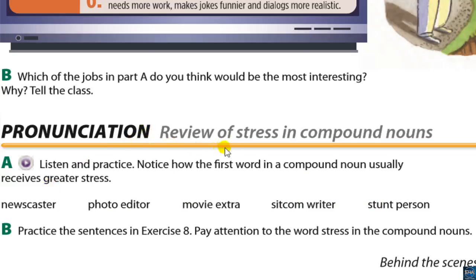Pronunciation. Phonetics. Review of stress in compound nouns. What's stress? Stress is to make the sound higher, longer, and louder. A compound noun is a noun which is made of two words, two nouns, like newscaster. We found here that the stress is on the first part, and we make the sound higher, louder, and longer on the first part. Newscaster. Photo editor. Movie extra. Sitcom writer. Stunt person. So stress here is on the first word. Practice the sentences in exercise 8. Pay attention to the word stress in the compound nouns.